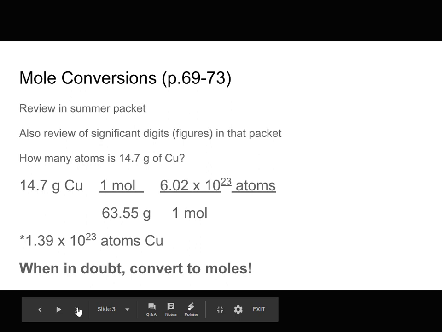If we move on to mole conversions, this is something that is in your summer packet. I also included a little practice with significant digits. We do have to report our answers to the correct number of sig digs in AP Chemistry, and there's additional rules to sig digs that we'll be learning this year as well, so it's important that we remember the old ones. The example problem I've given here is how many atoms is 14.7 grams of copper.